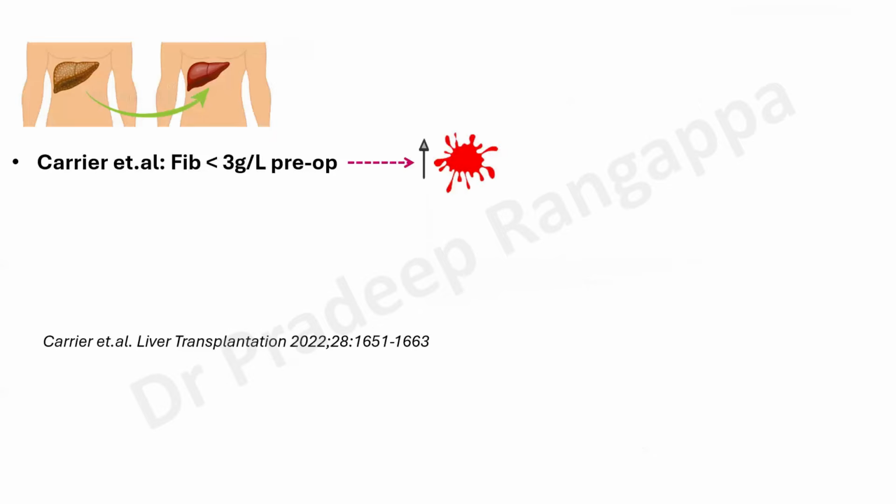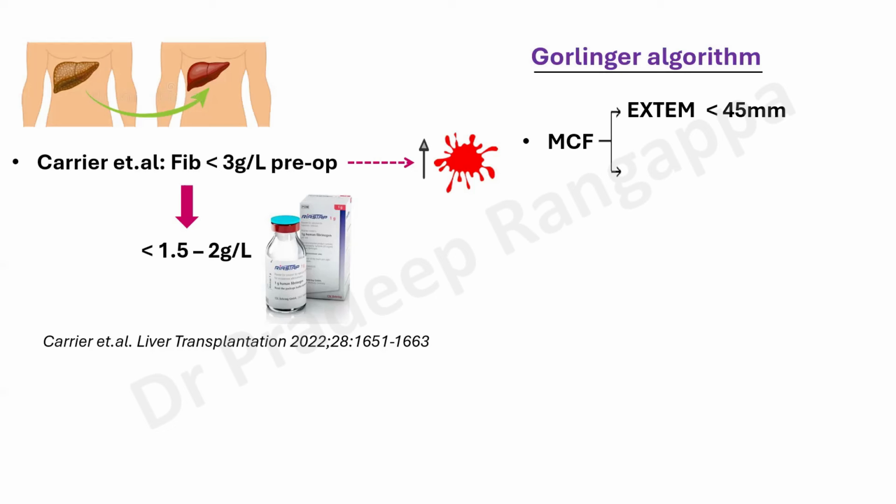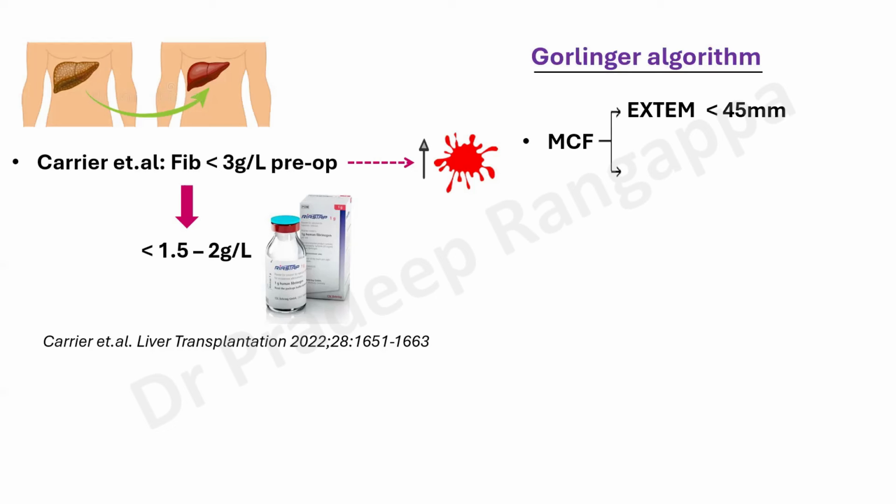And there are certain studies. Carrier et al. have shown that in patients who undergo liver transplant, fibrinogen levels less than 3 grams preoperatively correlated with increased risk of bleeding. And they showed that if pre-op fibrinogen is less than 1.5 to 2 grams, this bleeding can be mitigated by administering fibrinogen concentrate. For liver transplant patients, they came out with the Gorlinger algorithm.